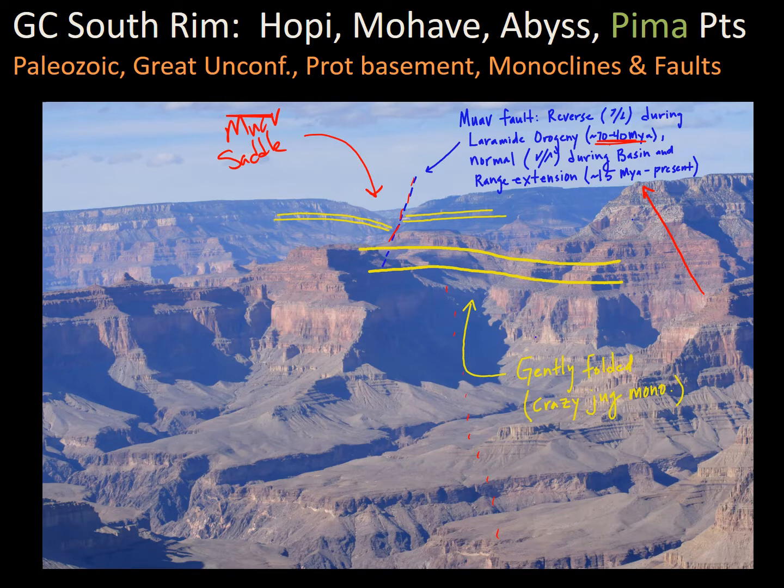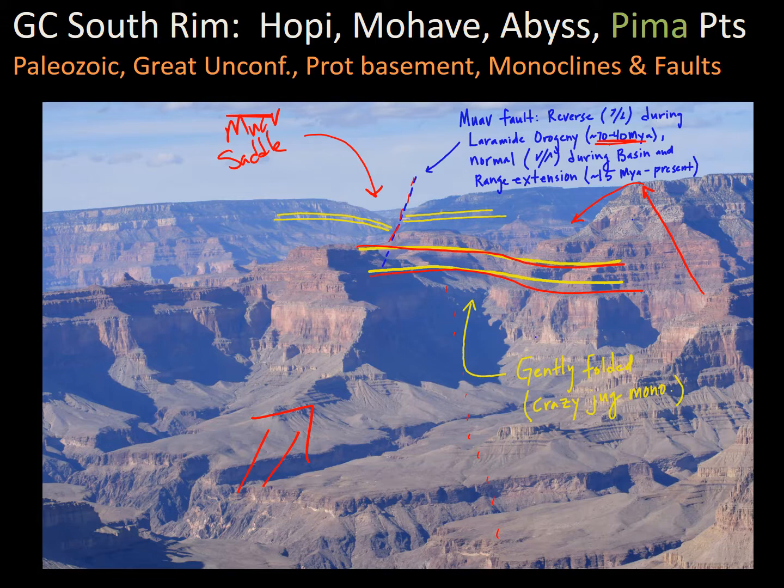towards us. The rocks on the left of this fault during the compression were moved upwards relative to those on the right, causing this gentle folding here. This is part of the Crazy Jug monocline, which we saw from Point Sublime also, and you can see from other points on the South Rim.